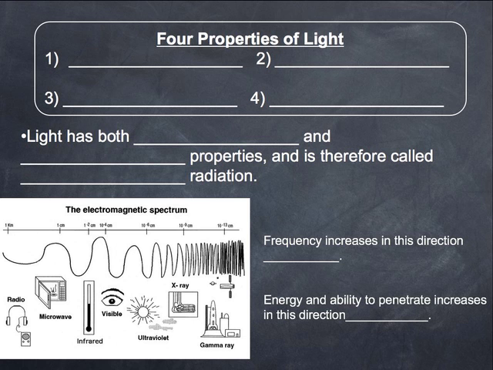All right, so light has several properties that we can think about. Okay? It has speed, frequency, amplitude, and wavelength. These are all properties of light that could be measured. And sound has the same properties as well.